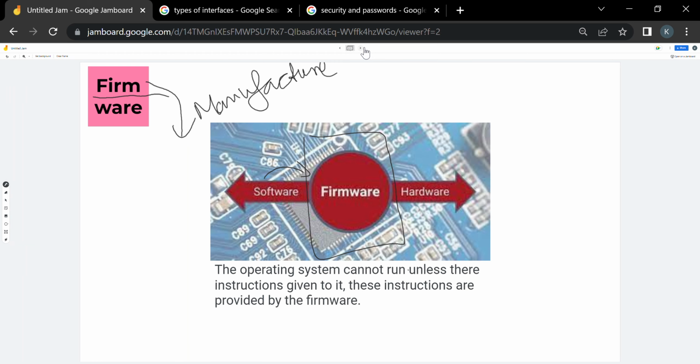Before stepping into the detail of operating system, I would like to explain two very important terms. One is known as firmware. Firmware, as its name indicates, is something connected to the manufacturer. And as the diagram is showing, it sits like a middleman between hardware and software. So the definition of firmware is that it is a set of instructions given to any hardware to execute. The operating system cannot run unless there are instructions given to it. These instructions are in fact provided by the firmware.